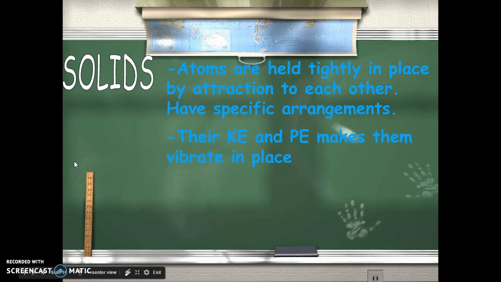And so their kinetic and potential energy makes them vibrate in place. So it's almost like they're sitting still. But at the same time, because of how close they are, they do vibrate a little bit. So if you actually looked at an atom in a solid on a molecular level, you would see that these atoms would be almost just shaken ever so slightly, just kind of like how my mouse is doing. It's not very much. It's obviously not moving very fast at all, but it is moving. So there is something going on. It's not a completely stopped object.